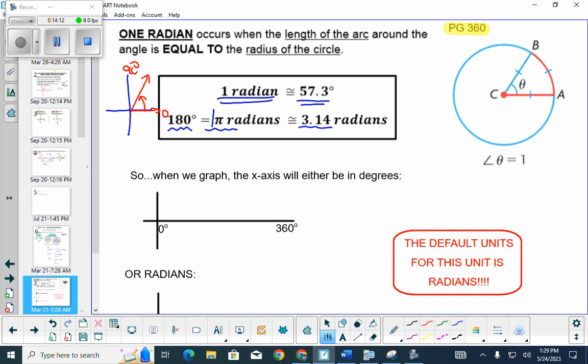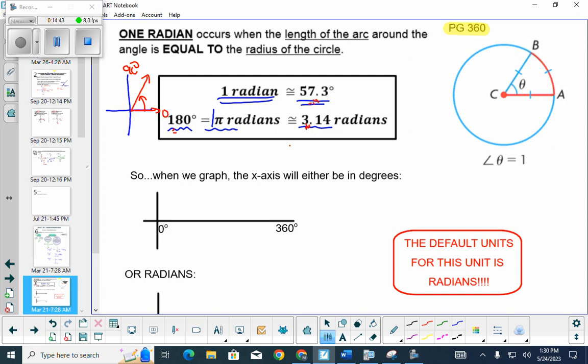3 of those, okay, what's 3 times 60? I won't make you do this in your head. What's 3 times 60? 180. 180 is half of 360 degrees, right? 60 plus 60 plus 60 is 180. So 180 is about 3 of these chunks. Each chunk is a radian. That's what a chunk is.